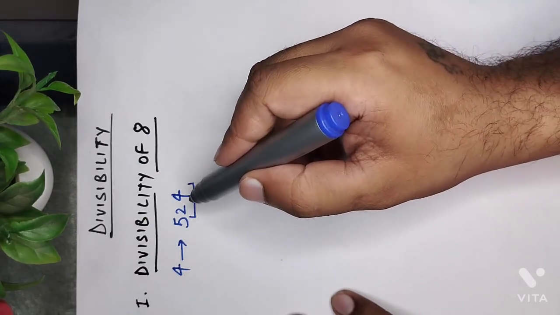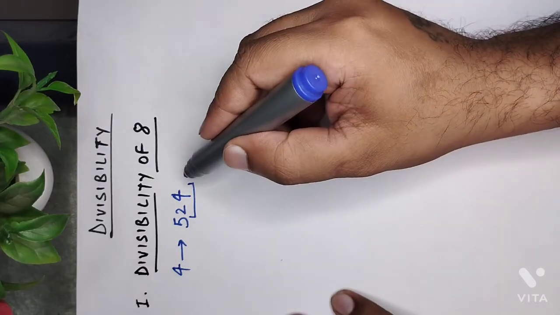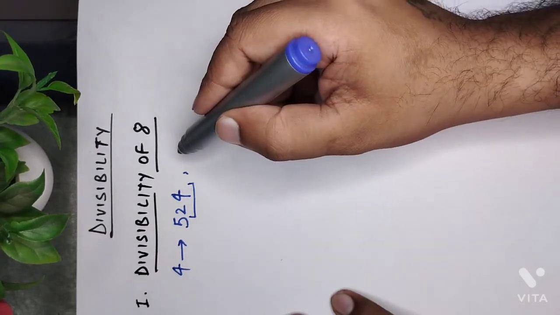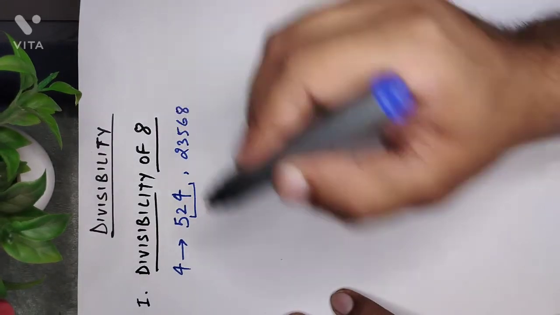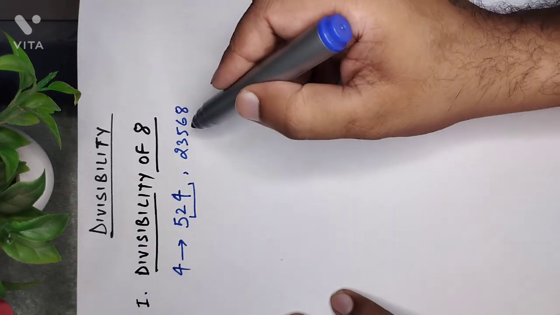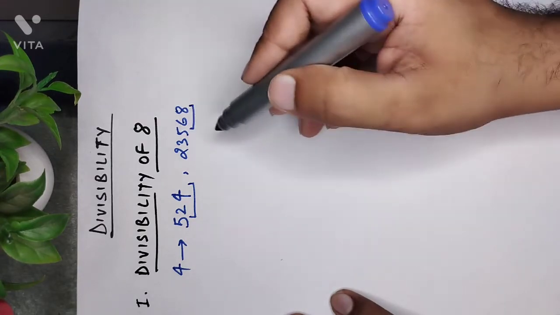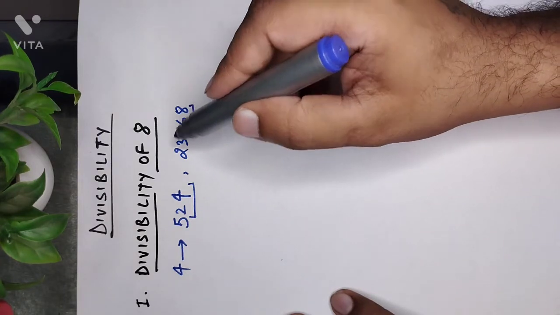If the last two digits are divisible by 4, I can say the entire number will also be divisible by 4. For example, if I have to check whether this number is divisible by 4 or not, I just have to check these last two digits. If these last two digits are divisible by 4, then I can say the entire number is also divisible by 4.